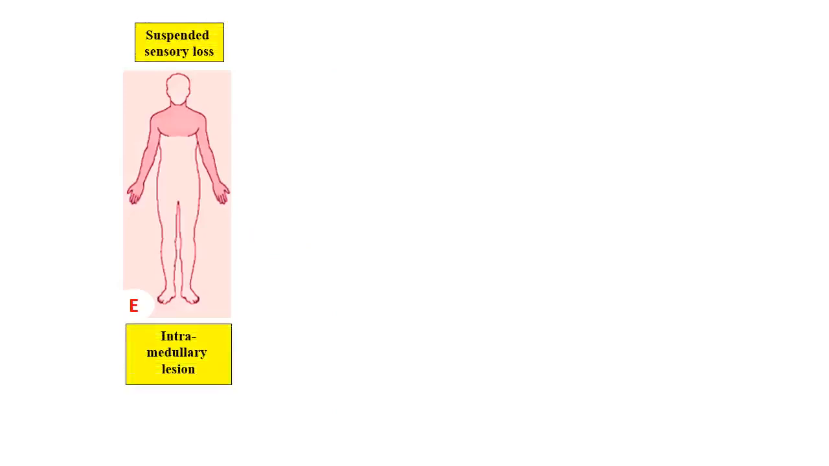Diagram E is showing suspended sensory loss, that is area above the sensory loss and below the sensory loss is having normal sensations. It is seen in a case of intramedullary lesion.